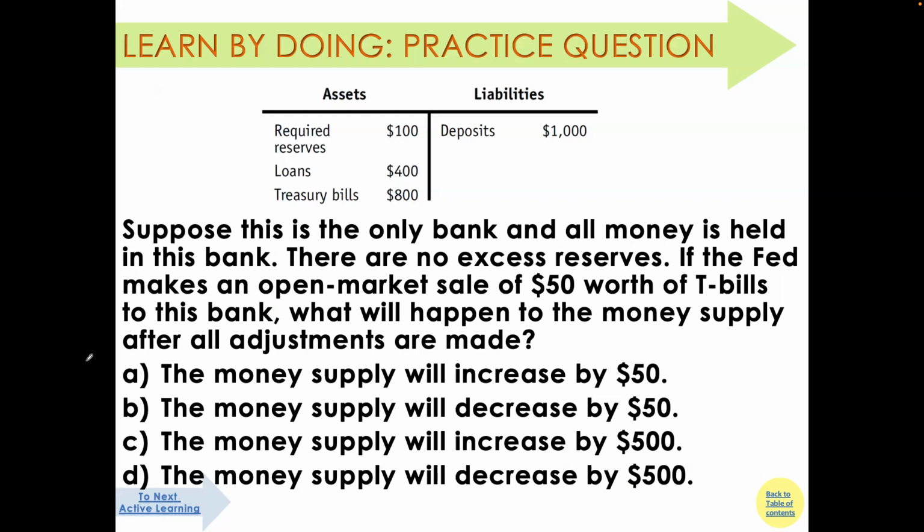The Fed sells 50 billion treasury bills. Very good. Now decrease by how much? We need to find out the multiplier. What is the multiplier? But before we find out the multiplier, let's find out what the reserve ratio is.